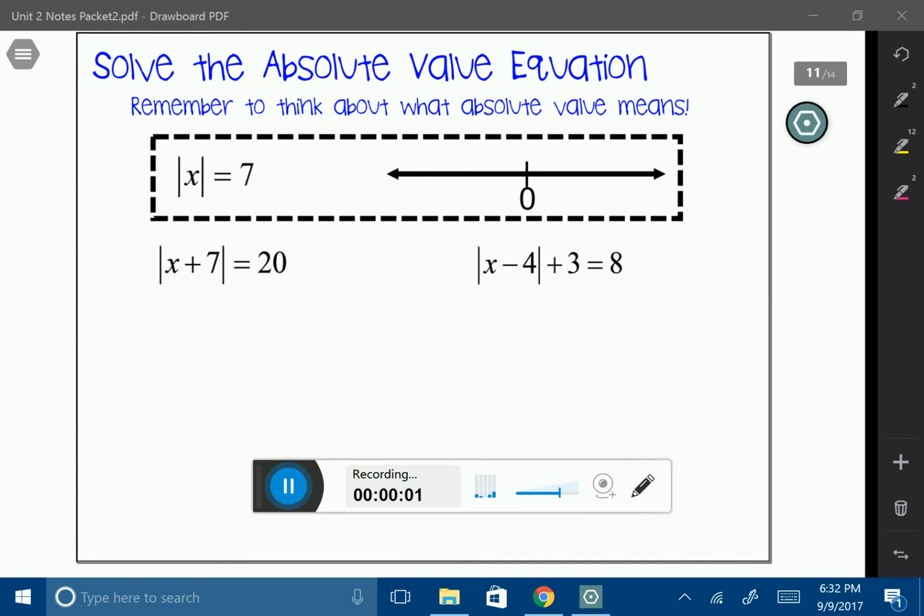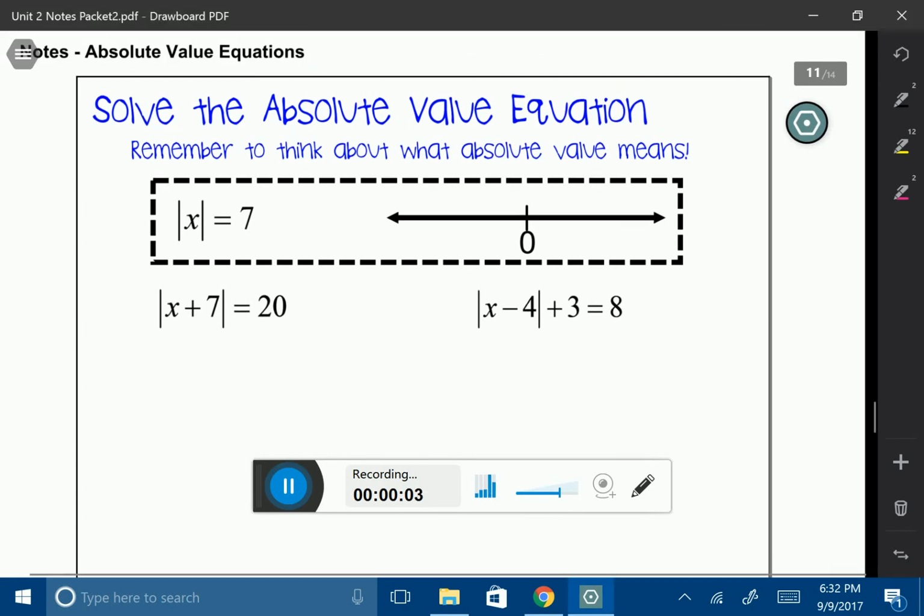Right, in this section, we're going to talk about solving equations that are absolute value equations. Just as a little refresher, absolute value is a number's distance away from zero. So now we're going to be working with equations with that absolute value symbol. So let's look here.